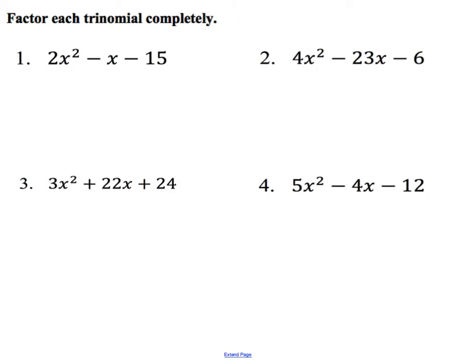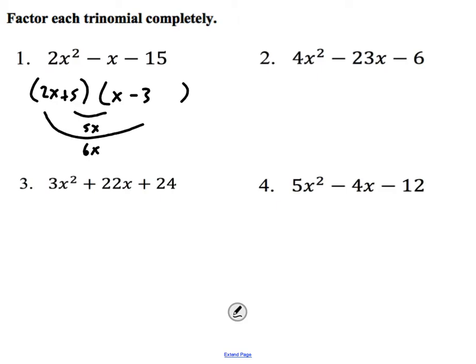All right, so factoring these, here we go. What times what gives me 2x squared? 2x and x. What times what gives me a negative 15? It's a positive 5 and a negative 3. If you check your inners and outers here, you've got 5x minus 6x, which does indeed add to give me my negative 1x. So that does work. So there we have it: 2x plus 5 and x minus 3. Let's try another one over here.